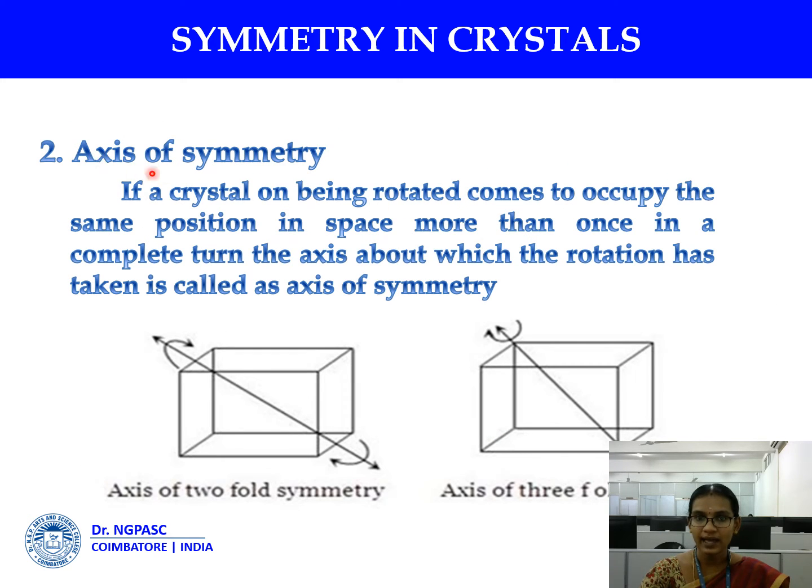Next we'll see axis of symmetry. If a crystal, on being rotated, comes to occupy the same position in space more than once in a complete rotation, the axis about which rotation takes place is called an axis of symmetry. It is a two-fold axis, it's a three-fold axis. Here we can rotate it clockwise, and it is a three-fold axis.